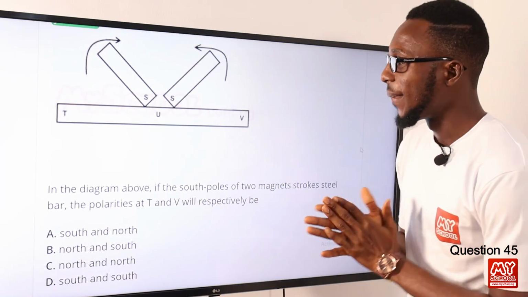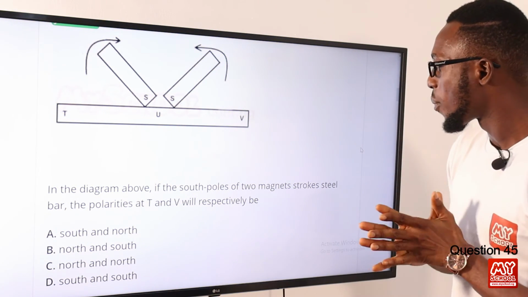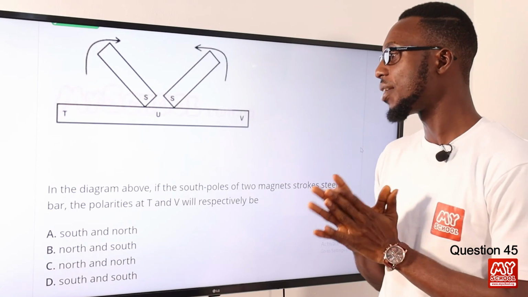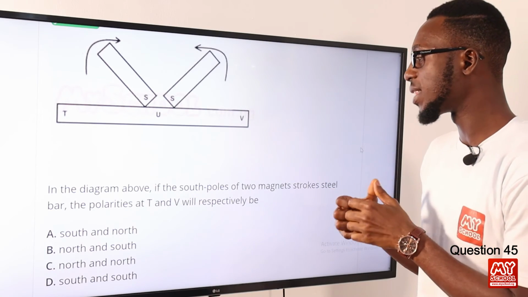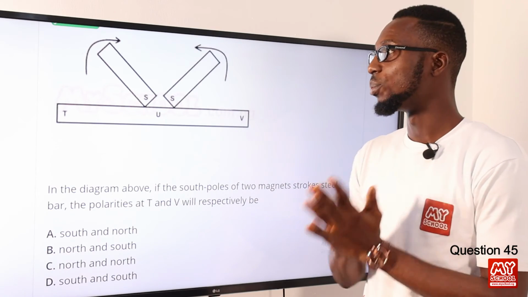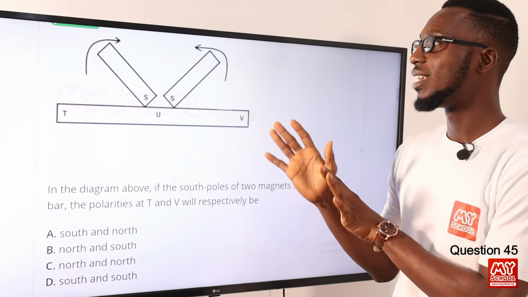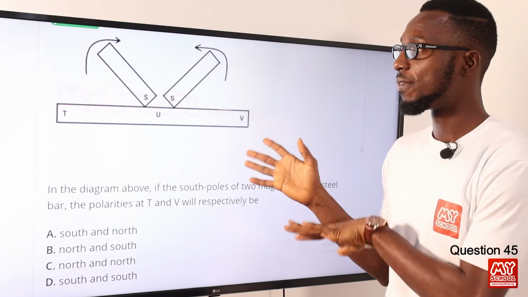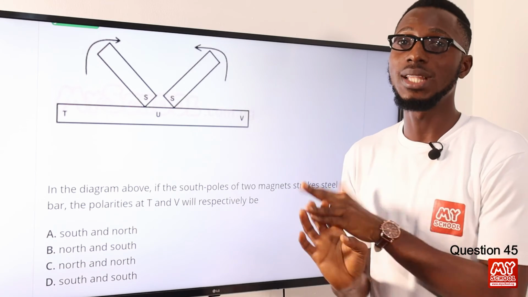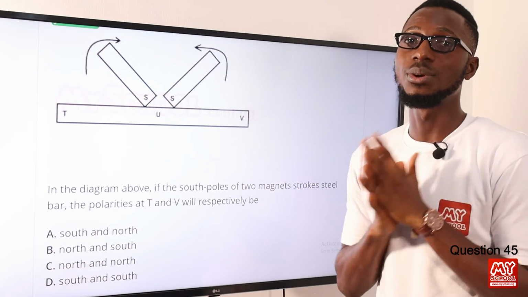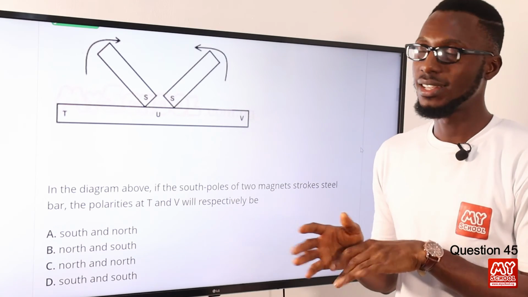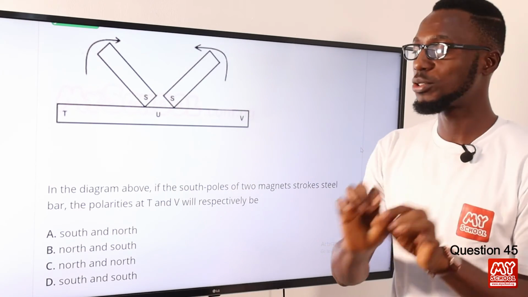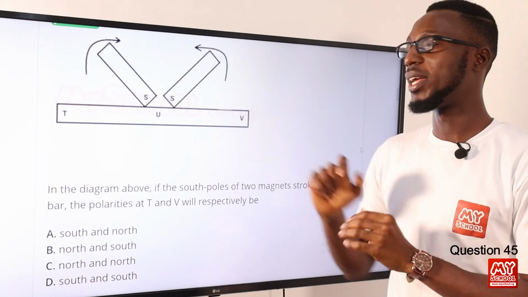45. In the diagram above, if the south poles of 2 magnets stroke a steel bar, the polarities at T and V will respectively be what? Basically, when you talk about methods of making magnets, we can refer to the electrical method and the contact method. The electrical method is considered the best and the quickest. Under the contact method, we have the single touch and the double touch. So this is a double touch that we're looking at right here.